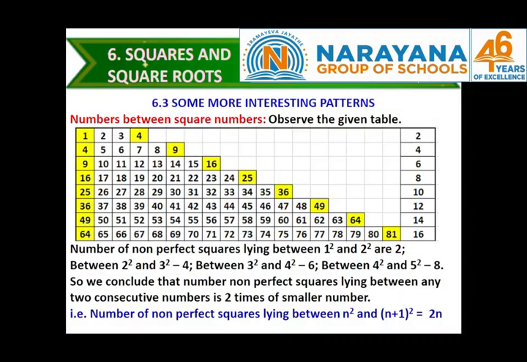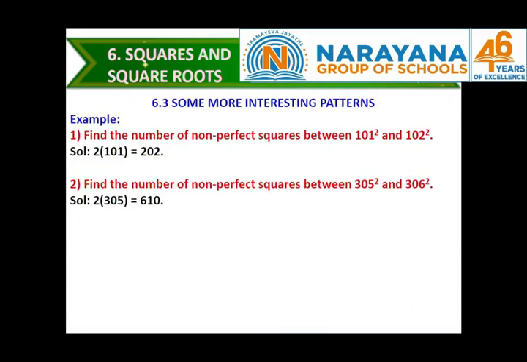The number of non-perfect squares lying between n square and (n+1) whole square, meaning those are consecutive terms, is equal to 2 into n. Here n means the smaller one among the two. So, the number of non-perfect squares between 20 square and 21 square is equal to 2 into 20.